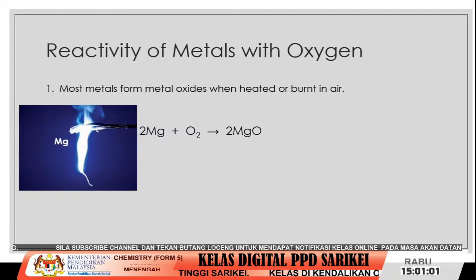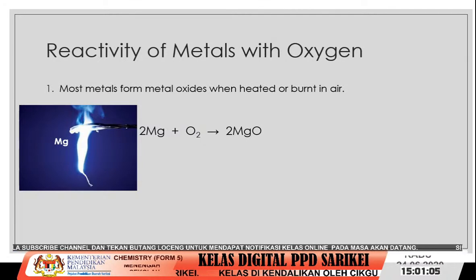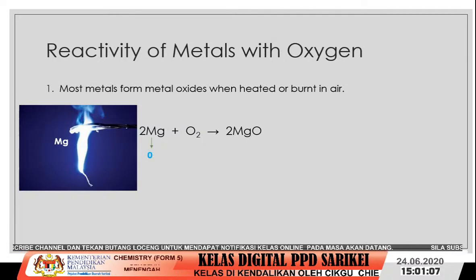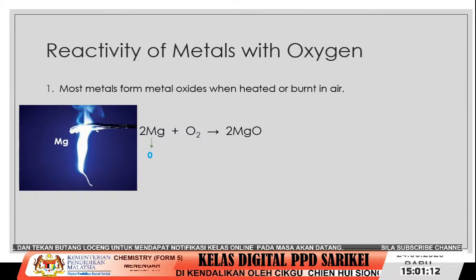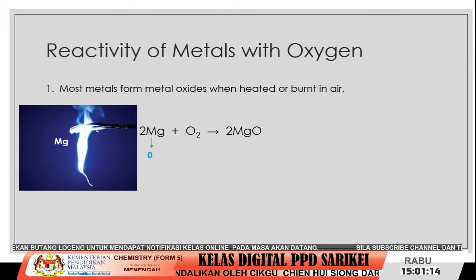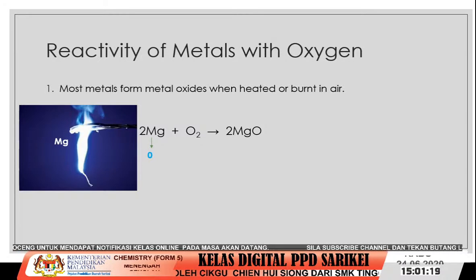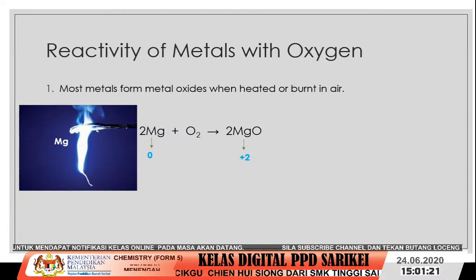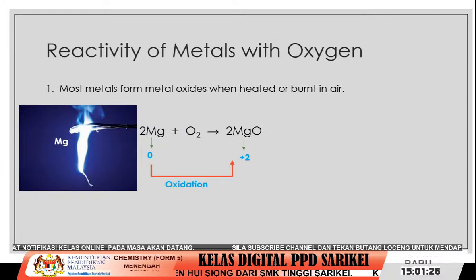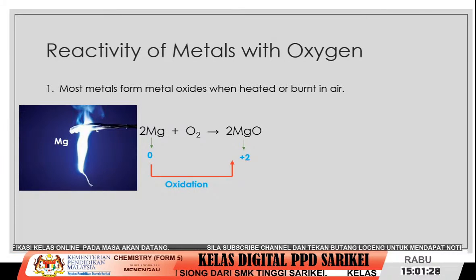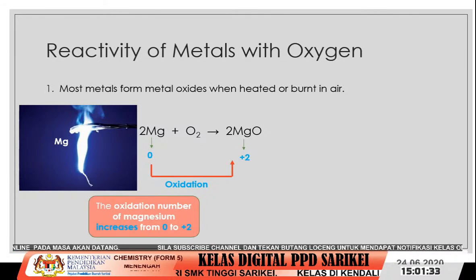We can study this equation in terms of redox reaction. The oxidation number of magnesium is 0 before it reacts with oxygen. The oxidation number of magnesium in magnesium oxide is positive 2. Hence, magnesium is oxidized because the oxidation number of magnesium increases from 0 to positive 2.